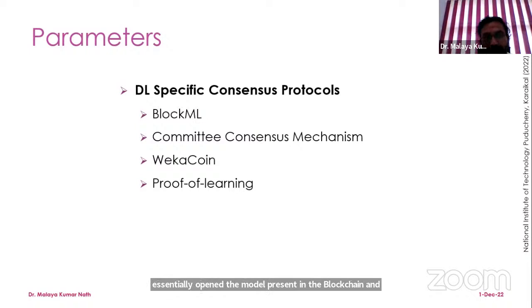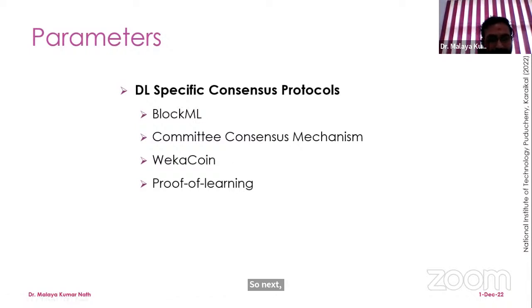Next is WekaCoin. So what is this WekaCoin? This is nothing but a cryptocurrency, and it provides a decentralized database of machine learning models which are publicly accessible. The block of WekaCoin holds three items: the transactions, the hash of the previous block, and the information about the machine learning context used to verify the block in the previous iterations.